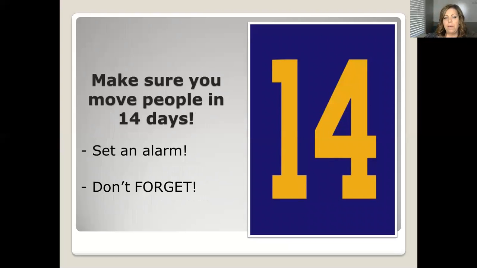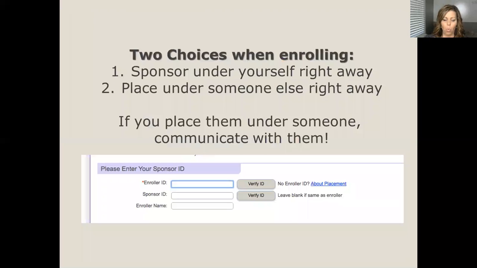Okay, so make sure that you move people in 14 days. Set an alarm if you need to. Don't forget about this. If you place somebody and then you forget to watch them and then after the 14 days, they're stuck there. You can't do anything with them. So make sure that you really watch those 14 days. And there's kind of a strategy that I have that, again, we talk about a little bit later on this 14-day rule and where to place people from the very beginning. And we'll go over that right here.